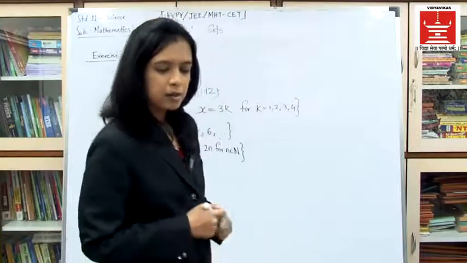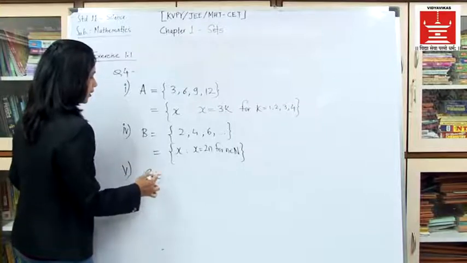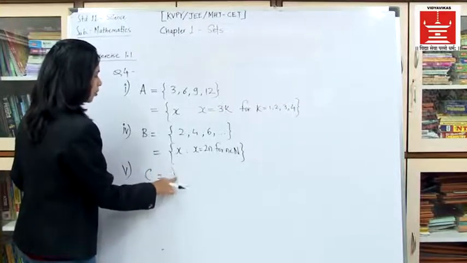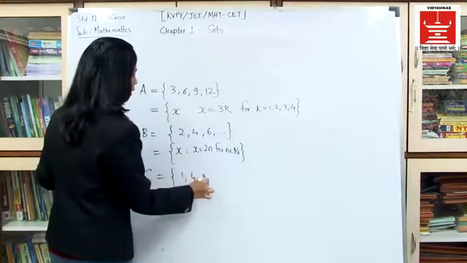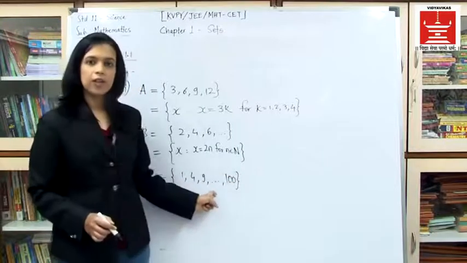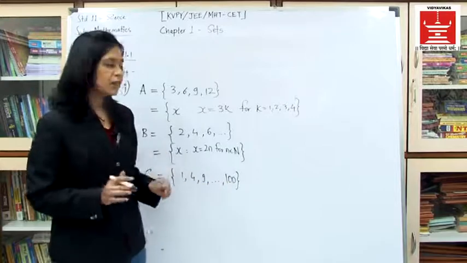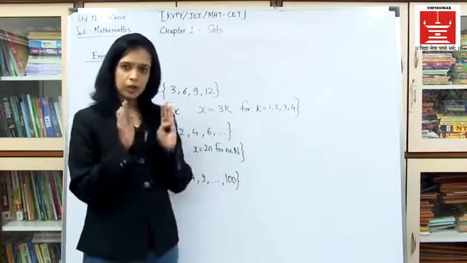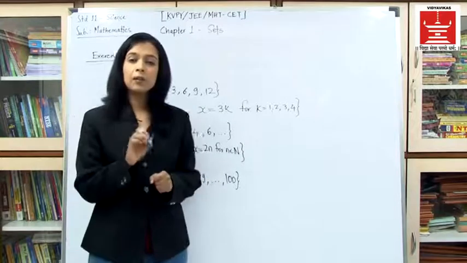And then comes the set, let's say it is C. The members are given as 1, 4, 9 up to 100. Now here also there are 3 dots, but they are not at the end, they are in the middle. That means the members are going to stop at a certain stage. These dots show the continuity in the pattern.